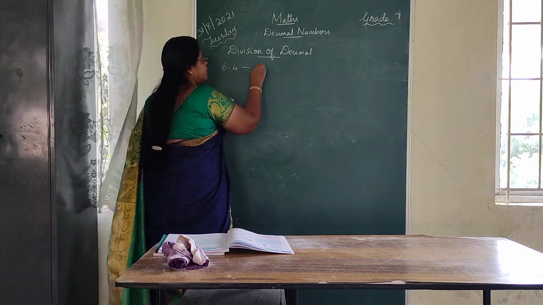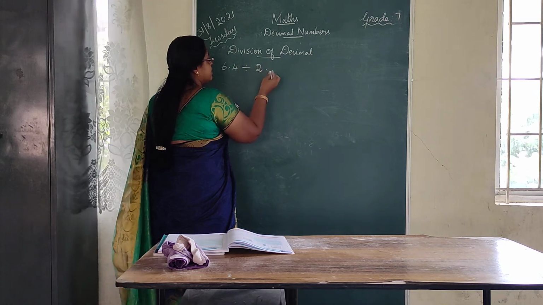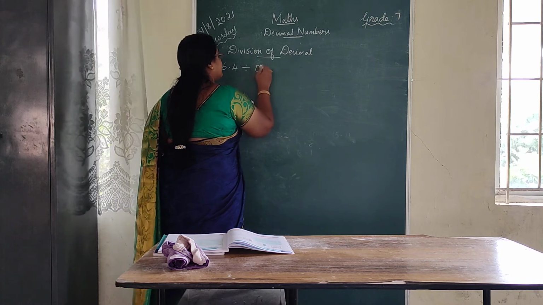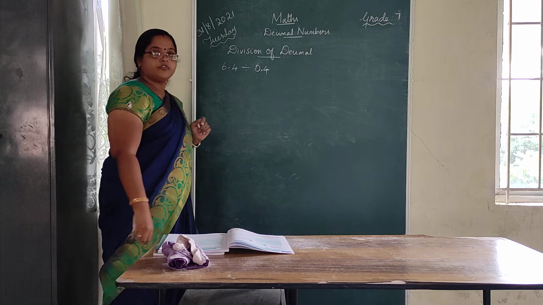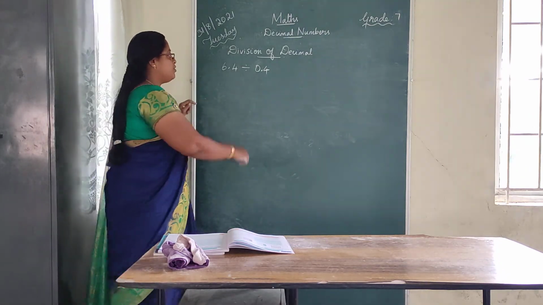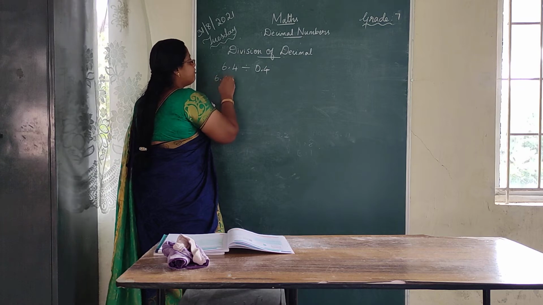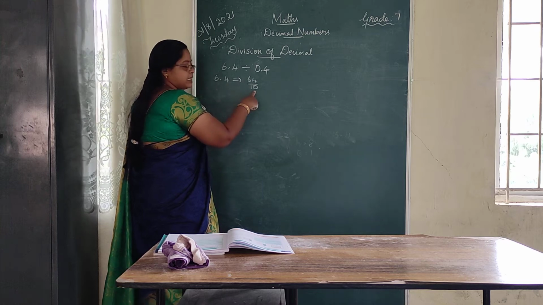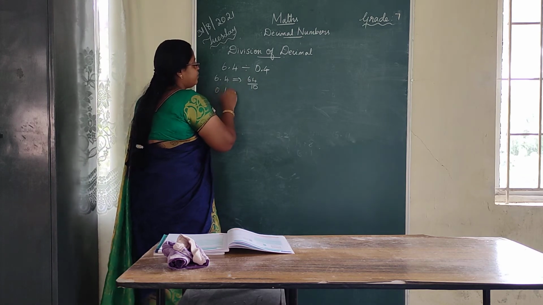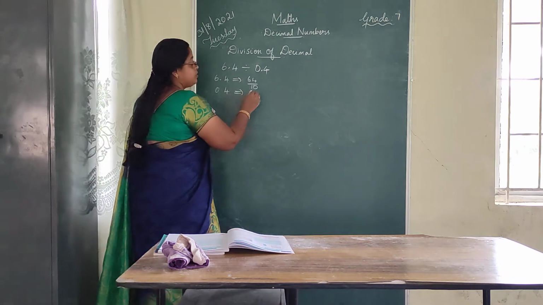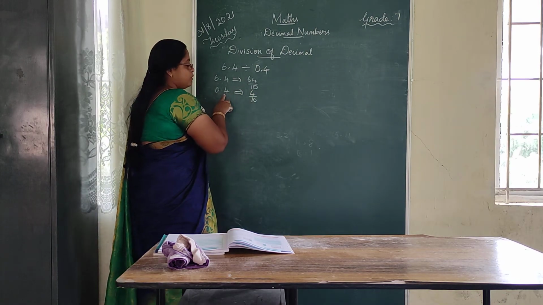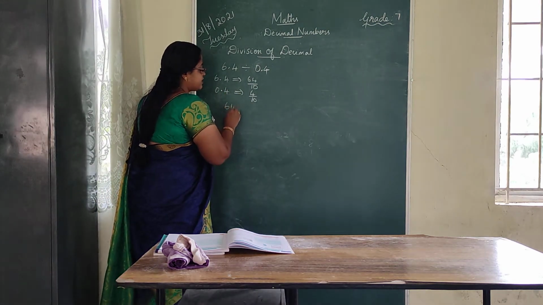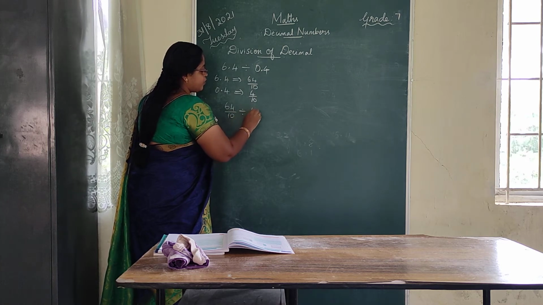6.4 divided by 0.4. Okay, how can we divide this? First of all, we should convert this decimal number into a fraction. So 6.4 becomes 64 by 10 on a decimal basis. And 0.4 will convert to 4 divided by 10. Correct? One decimal place, that's why 1 digit 0. Okay, so now we are going to divide 64 by 10 divided by 4 by 10.